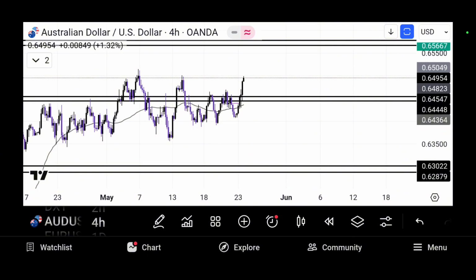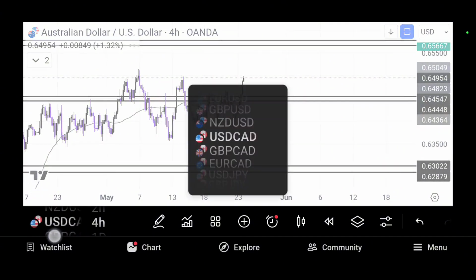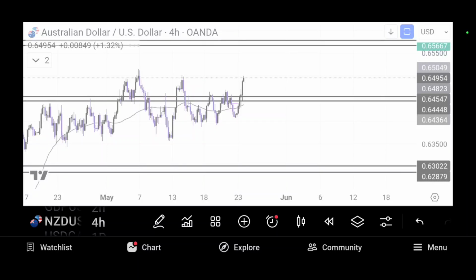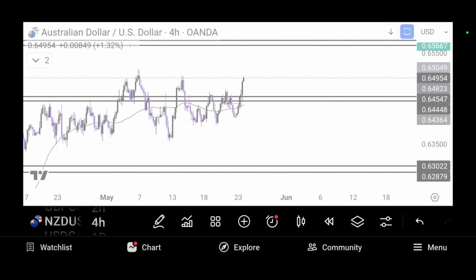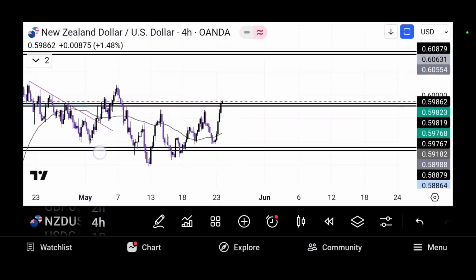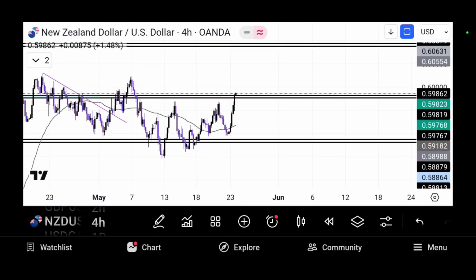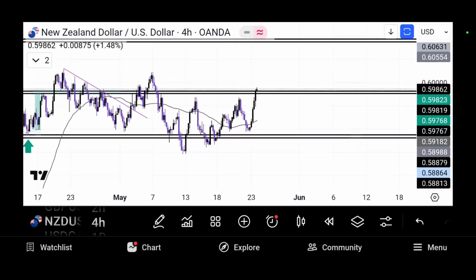So the next on my list is NZD USD. Let's go to NZD USD. All right, NZD USD. The same scenario, the same thing I saw in AUD USD is still happening on NZD USD. NZD USD is also showing a bullish scenario. Market structure wise, you can see that we are bullish.